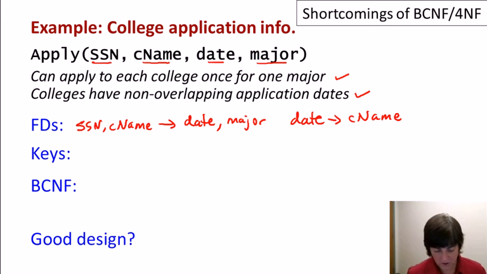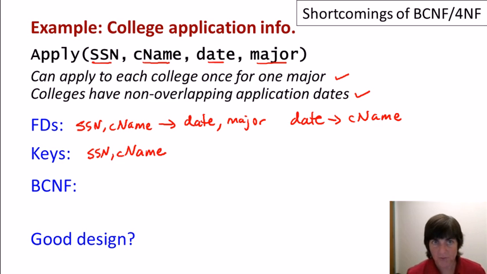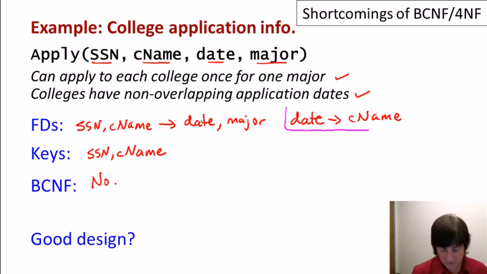So using these functional dependencies, we can determine that the key for the relation is social security number and college name together, since they determine the other two attributes. So is this relation in Boyce-Codd normal form? The answer is no, and the reason is the second functional dependency, which does not have a key on its left-hand side. So let's follow the decomposition process and create two relations from our big relation.